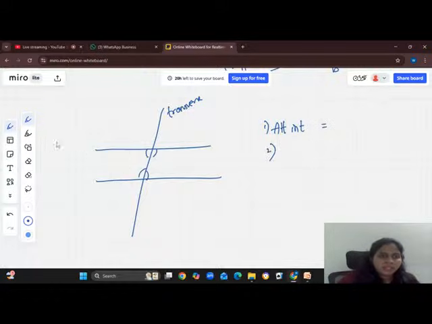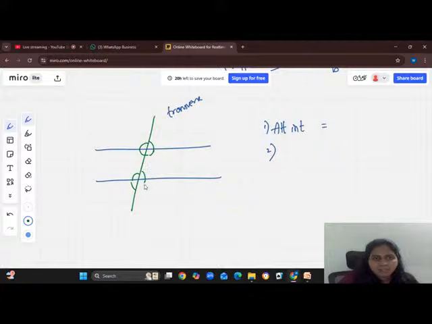The second one is, let me draw this. The exterior angles, see, corresponding angles: this angle, leave this part, this angle. Now this angle, leave this part, this angle. So these corresponding angles are also always equal when a transversal is drawn to parallel lines L and M.